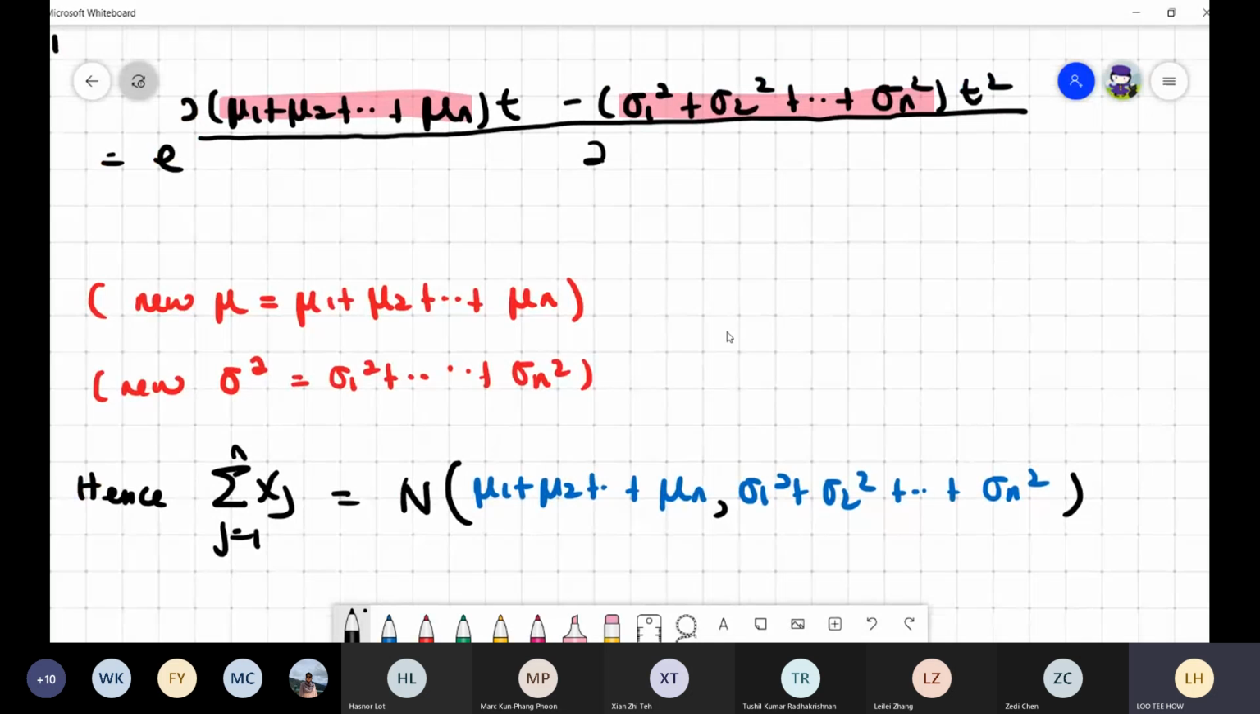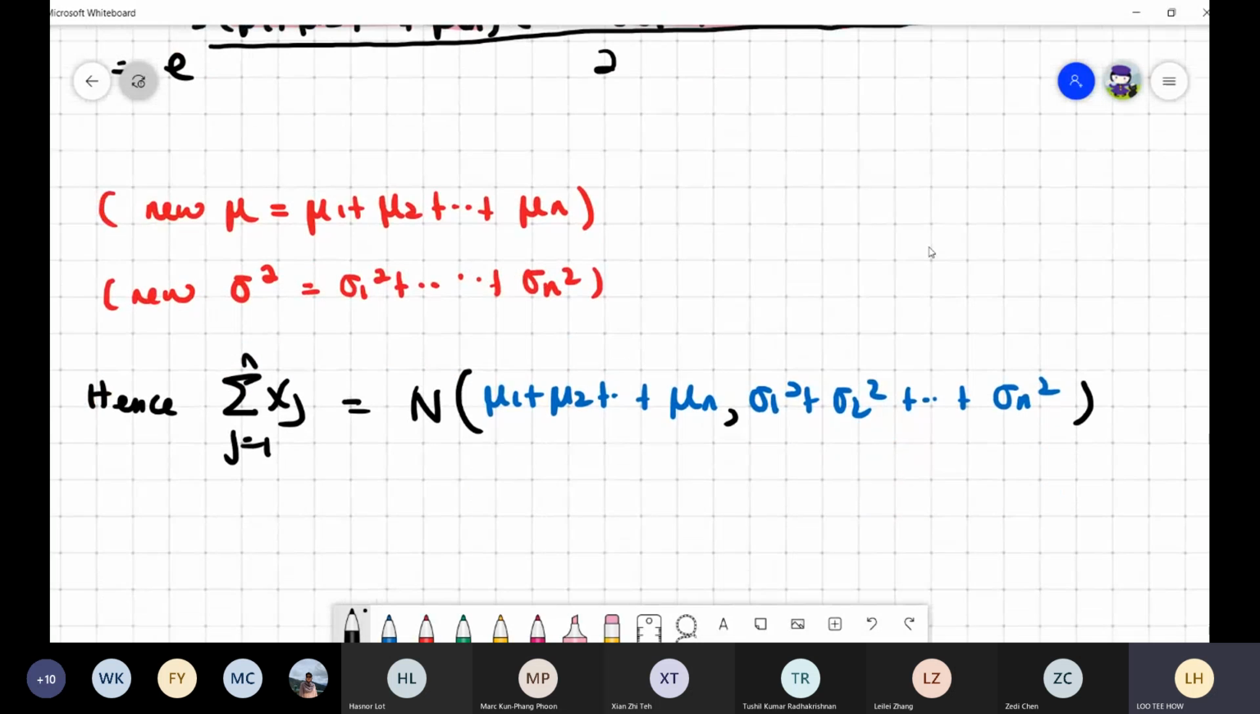Right, so this is one of the applications for this generating function. If we have a set of independent random variables, we can use these generating functions to identify the distribution for the sum of all those independent random variables.